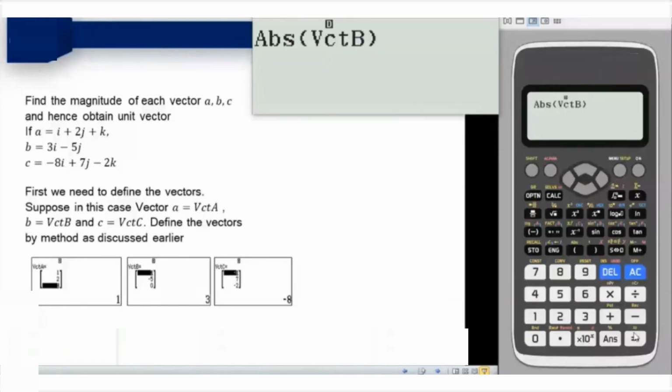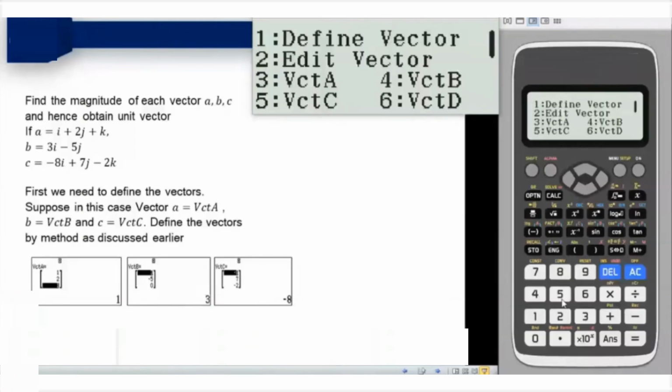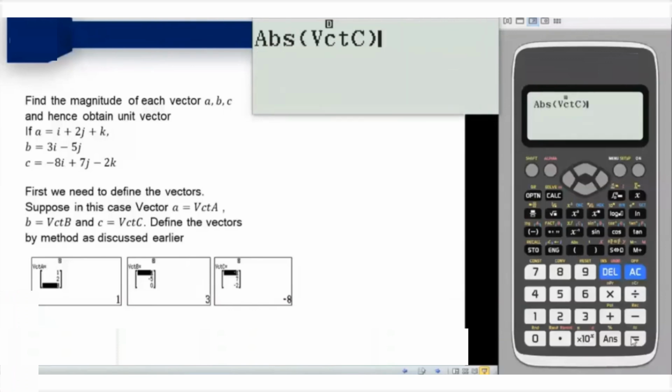Then you need to find the magnitude of vector C. So it is shift absolute value function, that is modulus, that is magnitude. You need the magnitude of vector C, which is option 5. You will close the bracket and you will press equals to. I hope this is clear to all of you. So this is how you find the magnitude of the vector. Then you are told to find the unit vector. To find unit vector, all you need to do is press option, scroll down and press 4.